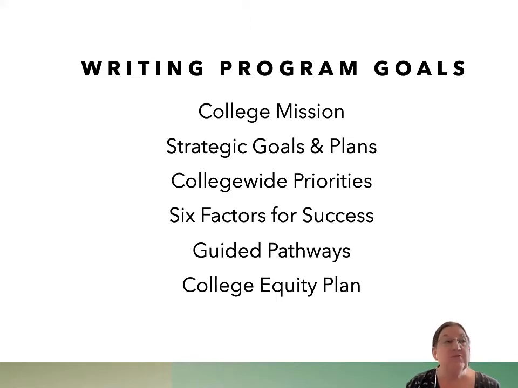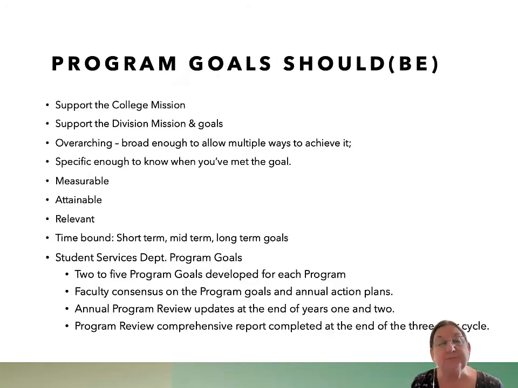The 6 factors for success are very relevant to student services. Make sure you're familiar with those. The guided pathways, the 4 pillars, make sure you're familiar with those. And then, of course, the college equity plan, and look at the equity gaps that are shown in that plan. So as you're writing your program goals, you should be taking all of these into consideration.